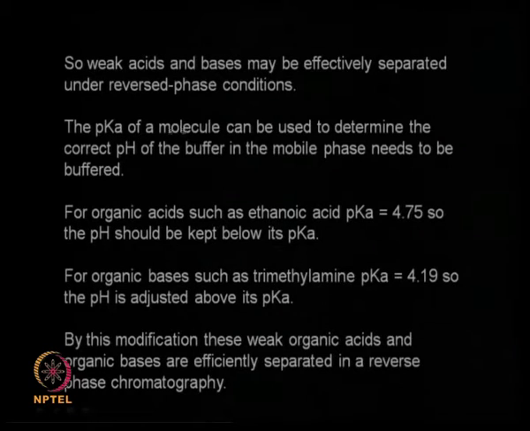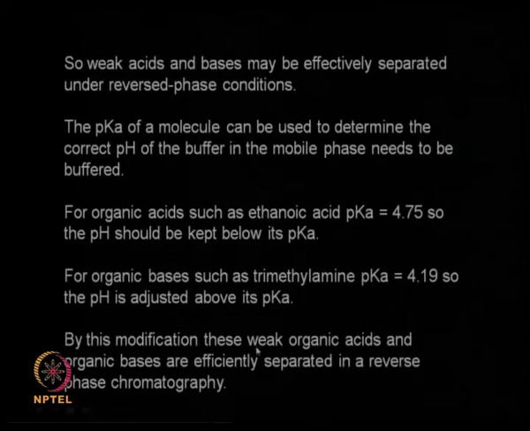So the pKa of a molecule can be used to determine the correct pH of the buffer in the mobile phase. So based on the pKa we can adjust the pH in the buffer, okay. So for example, for organic acids such as ethanoic acid, you know pKa is 4.75. So the pH should be kept below its pKa. So we have to use lower pH so that you are preventing the ionization. So for organic bases such as trimethylamine, pKa is 4.19, so the pH is adjusted above its pKa. So we go to higher pH so that it does not get ionized.